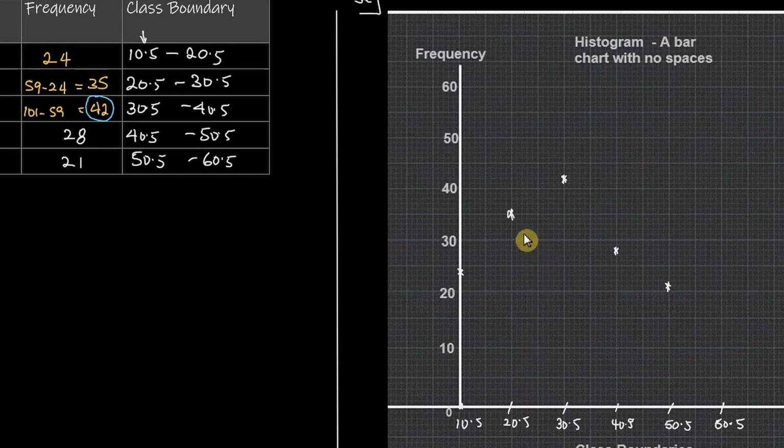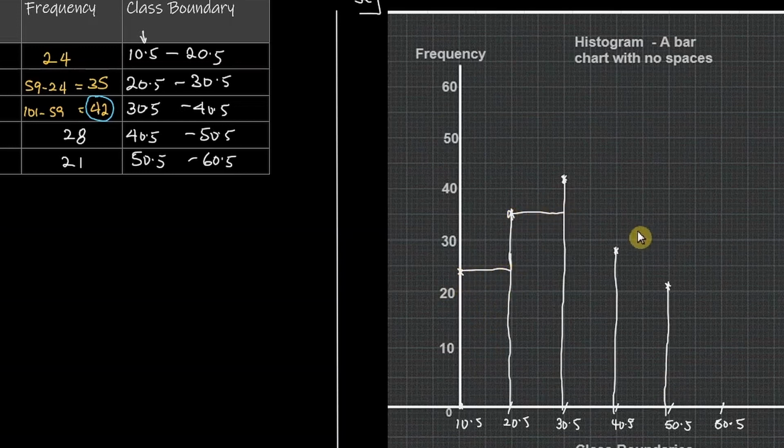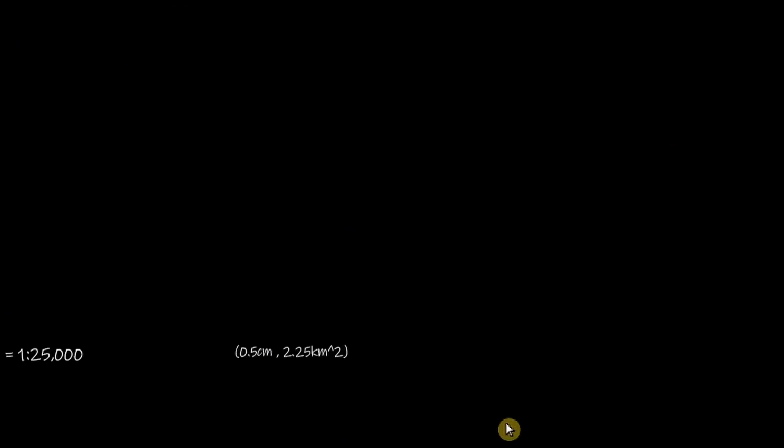And now that we have those, let's draw vertical lines. And now all we need to do is draw horizontal lines. And this would complete our histogram. And if you like, we could insert the frequencies to indicate the height of each bar. So the first class, the height of this bar is 24, and it goes up to 35, 42, 28. Finally, the last class, 50.5 to 60.5, is 21. Let's move on to the next question.